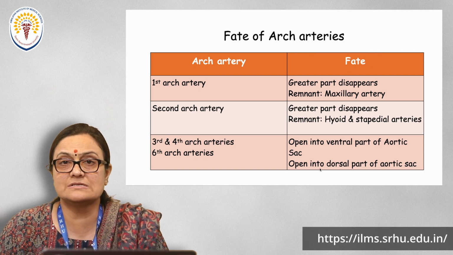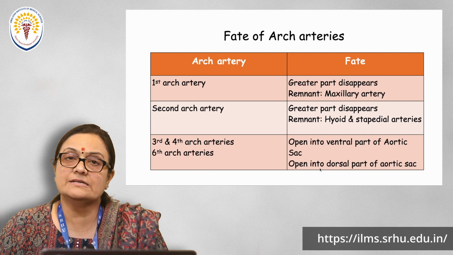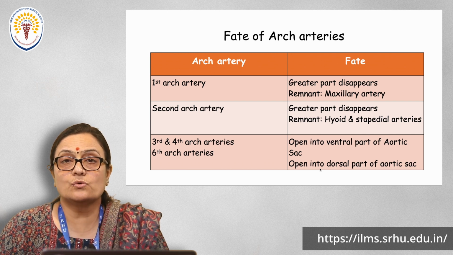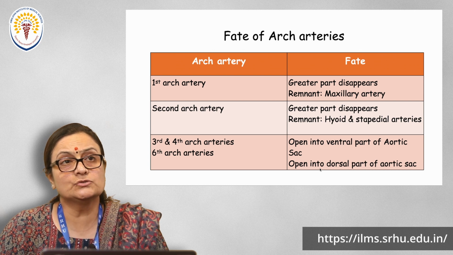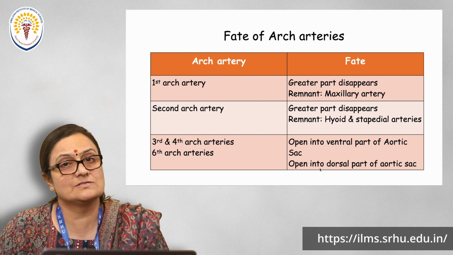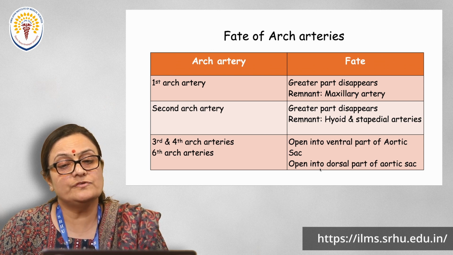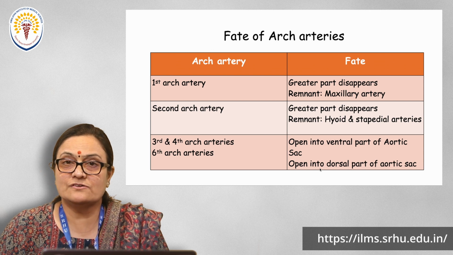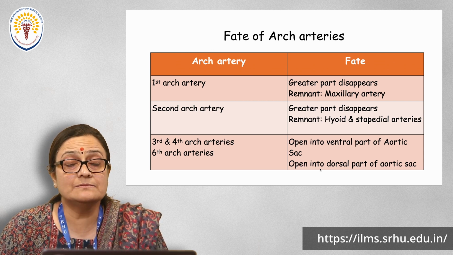See what happens to the first arch artery. Largely the greater part of this artery disappears. There is only one remnant, and that is the maxillary artery. Have you seen the maxillary artery? We have seen it in the infratemporal fossa, and this is the main artery of the infratemporal fossa. So we always remember branches of maxillary artery. We will try to remember the branches of mandibular nerve.